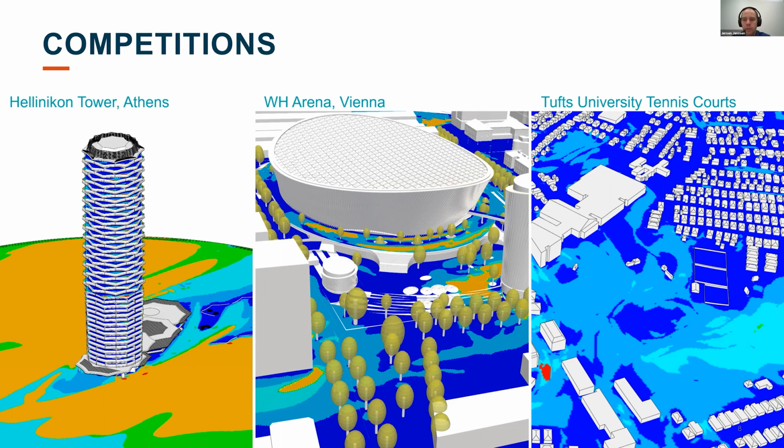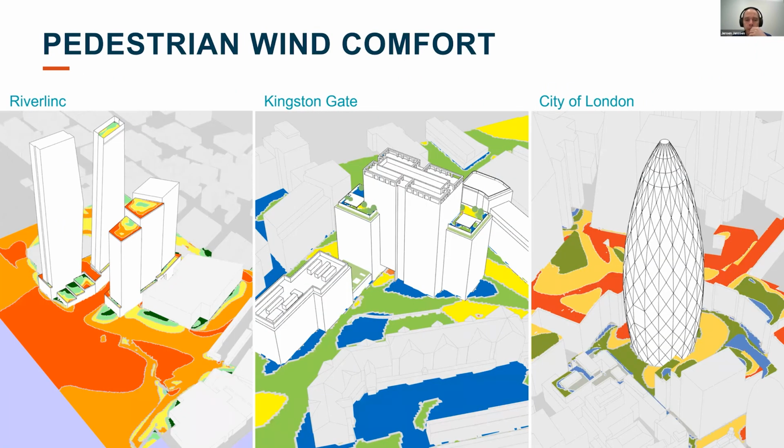moving some tennis fields for Tufts University, and what is the effect of the new location on the fields, really on the play. And more and more as well, it goes into pedestrian wind comfort, and that's especially in the United Kingdom, that's a planning requirement for tall buildings. In the US as well, more and more cities are picking it up. Clients are becoming aware of it, and it becomes more of an important thing.